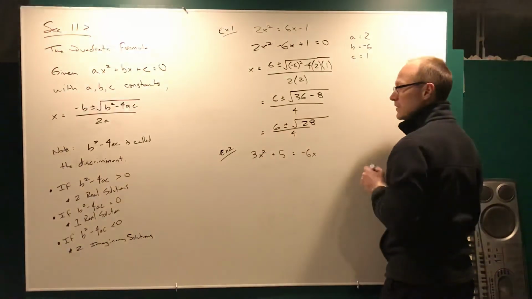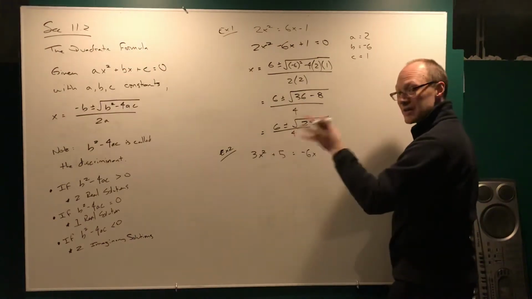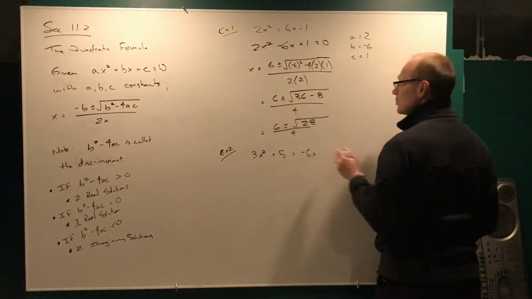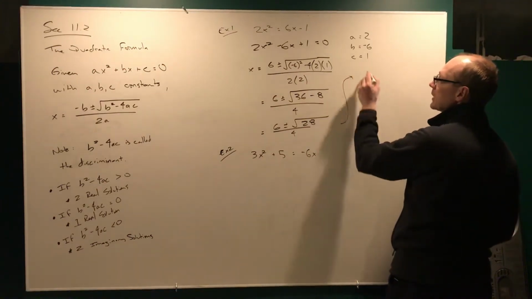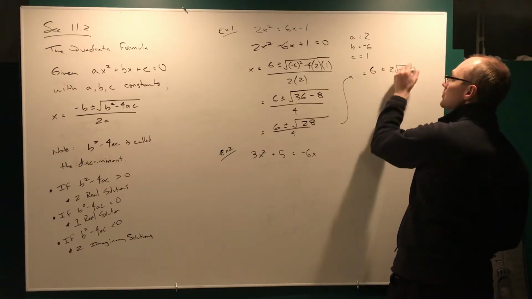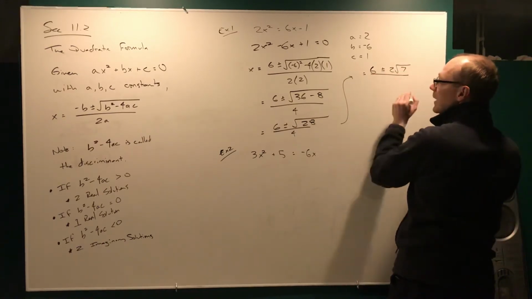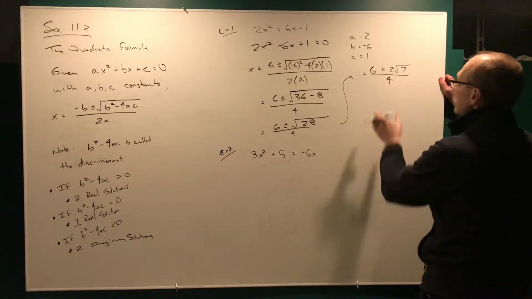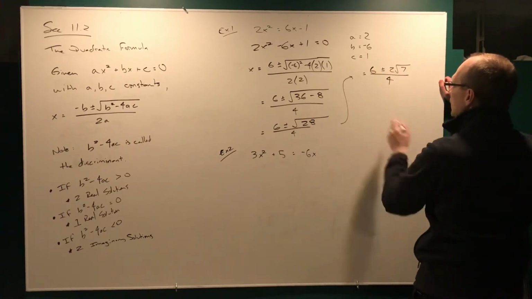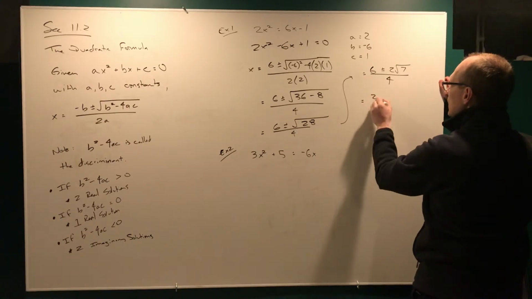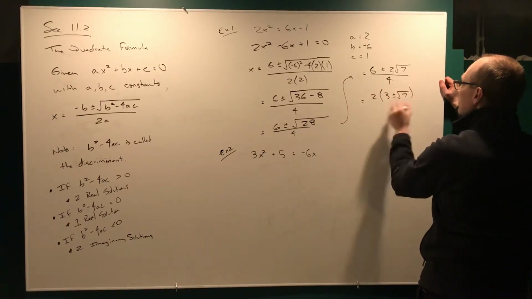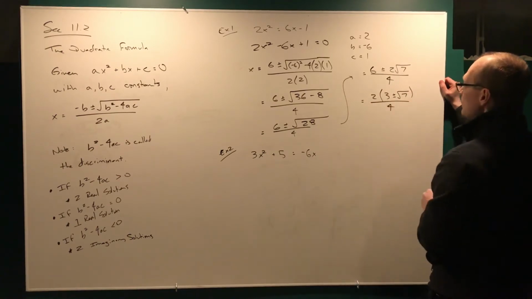I see a perfect square that lives inside 28. That would be 4 times 7. The square root of 4 is 2. So this becomes 6 plus or minus 2 square roots of 7 divided by 4. You notice that there is an even number that can be factored out on top, canceling with the even number down below. 2 times 3 plus or minus the square root of 7 over 4.